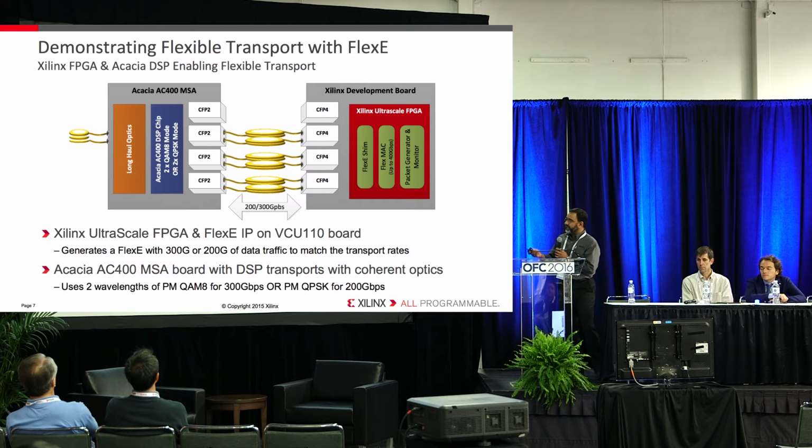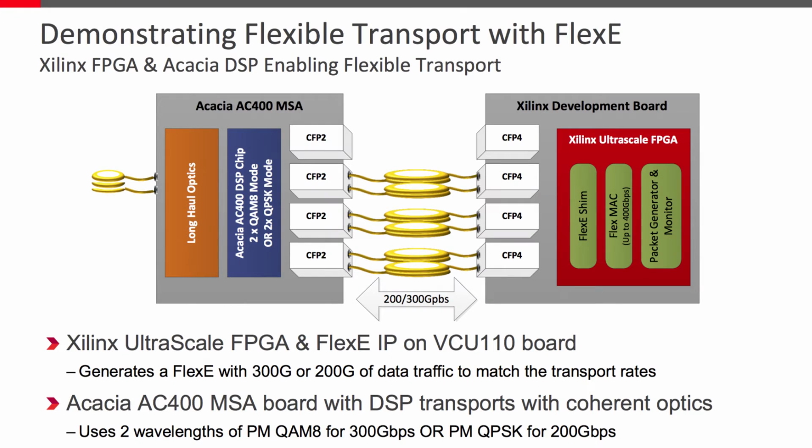Here is a setup of the demo we have up and running. If you look at it, it's an Acacia system here, a Xilinx FlexE implementation on an FPGA, CFP4, so CFP2 for client optics, long haul network on the other side, and the Acacia AC400 MSA board is taking two wavelengths of QAM8 to do 300 gigabit per second, or QPSK to do 200 gigabit per second.